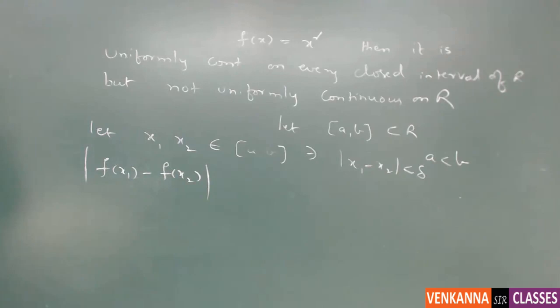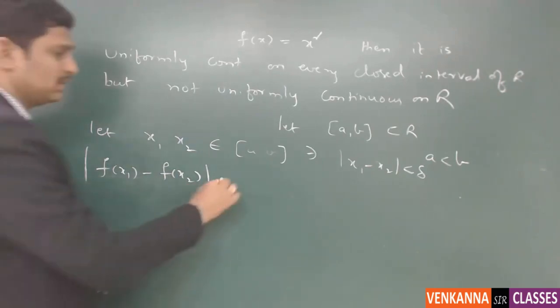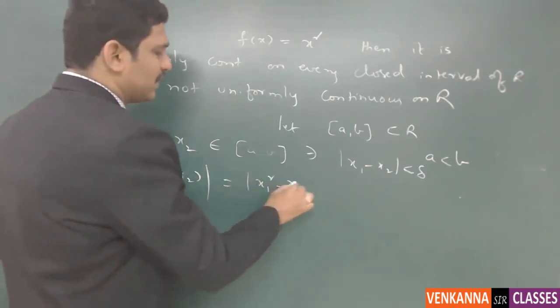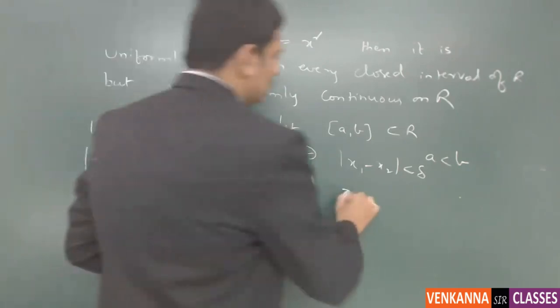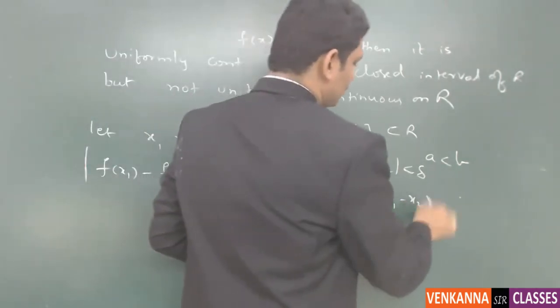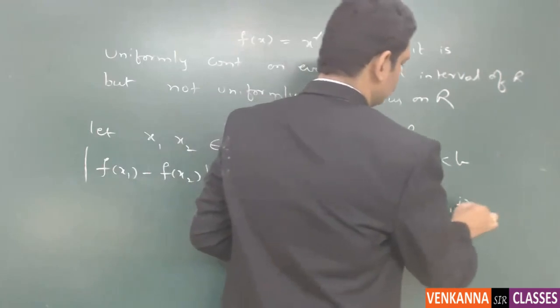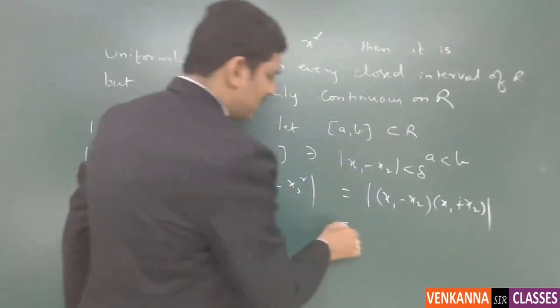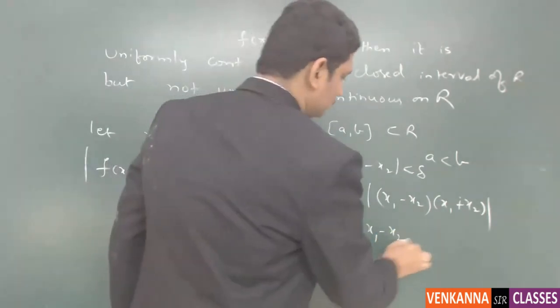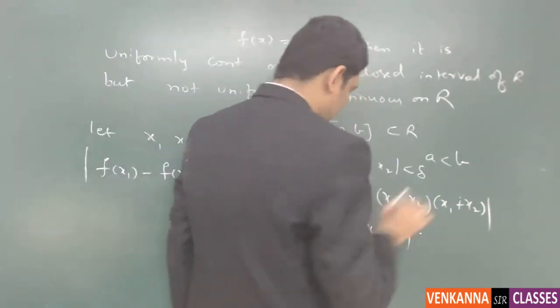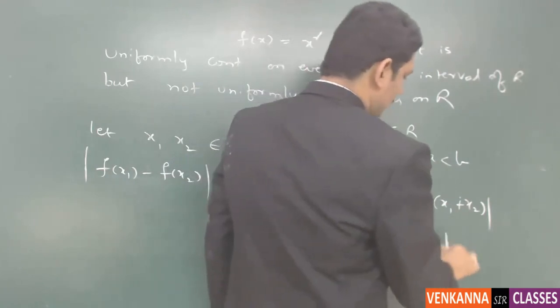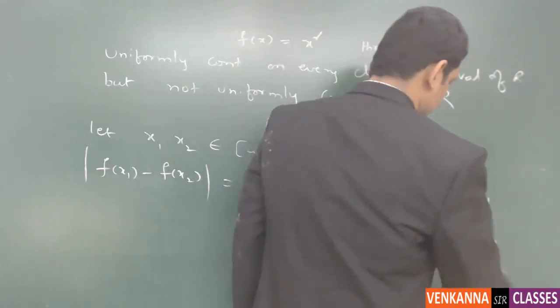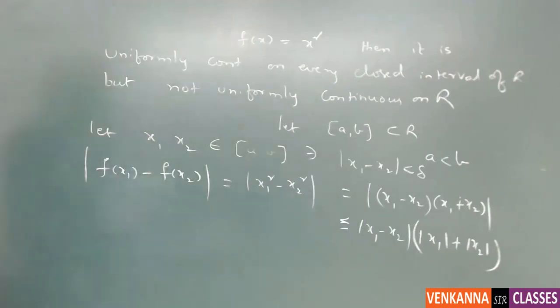Modulus. So this is equal to mod x1 square minus x2 square. This is equal to modulus of x1 minus x2 into x1 plus x2. Then you can write it as mod x1 minus x2 into, less than or equal to mod x1 plus mod x2. Accepted all? The bifurcation of that equation.